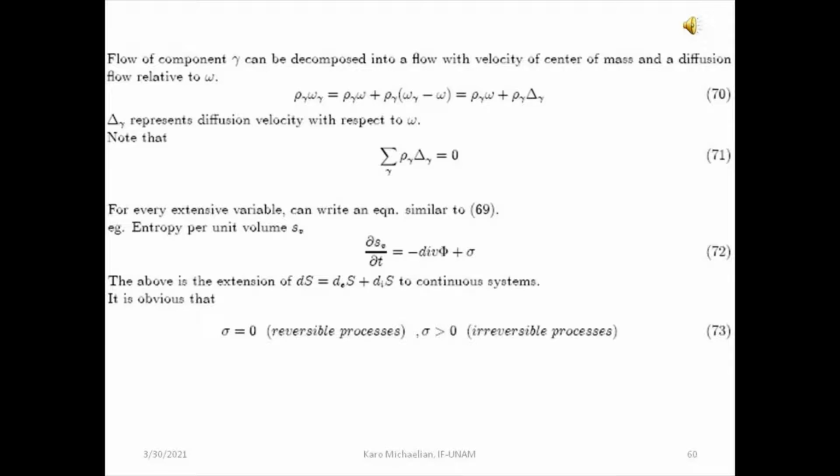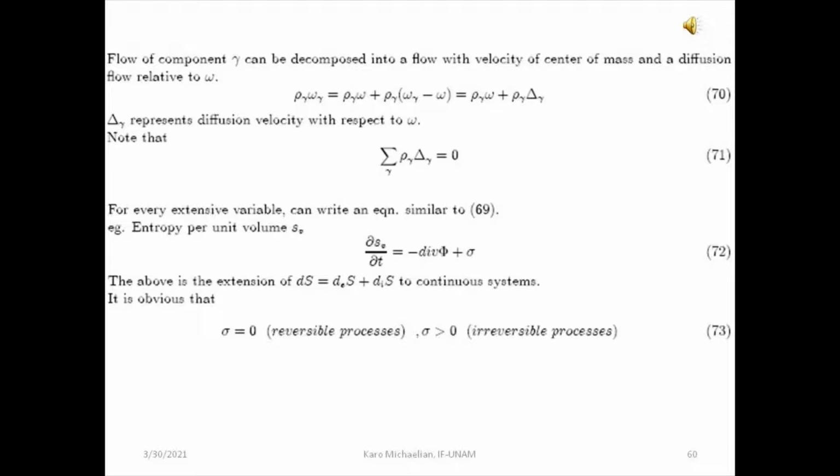So equation 72 is just an extension of the change of entropy being equal to the change of entropy due to the flows of entropy coming in from the outside, the external environment, or going out to the external environment, plus another term which is due to the internal entropy production of the system. So this equation dS equal to d_eS plus d_iS is just exactly equation 72, but for the case of a discrete system, which we treated before.